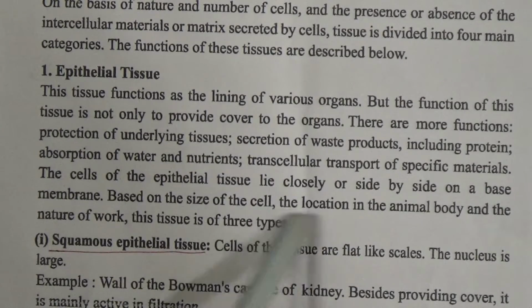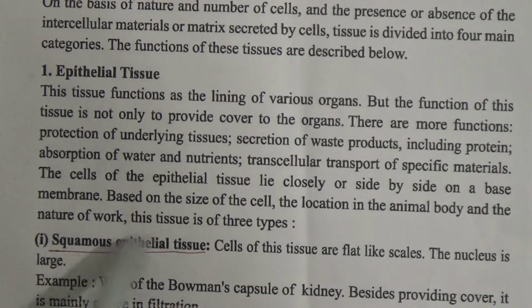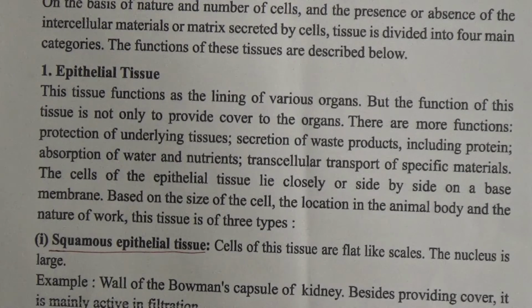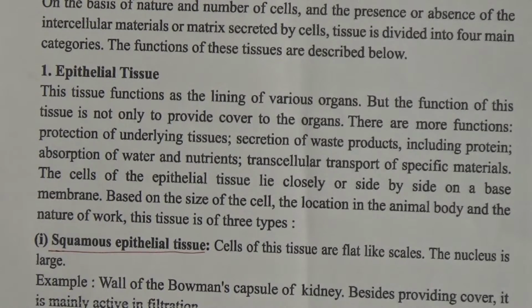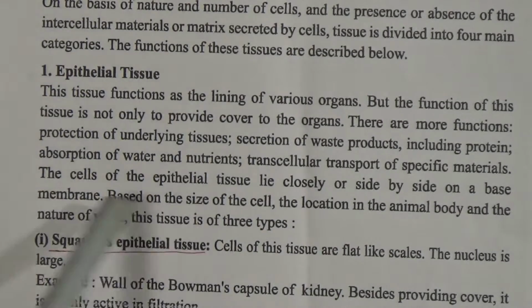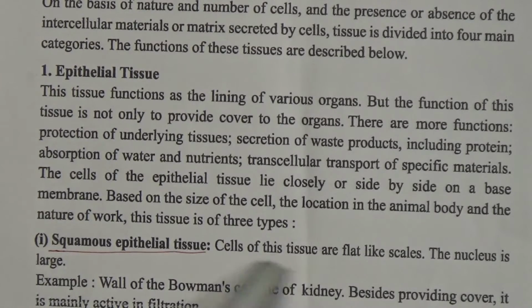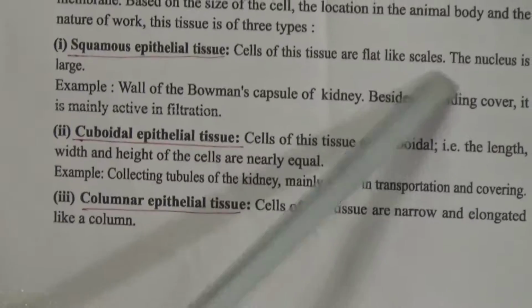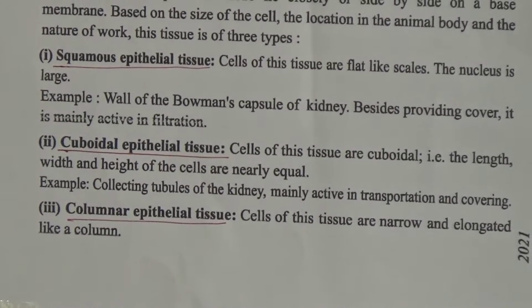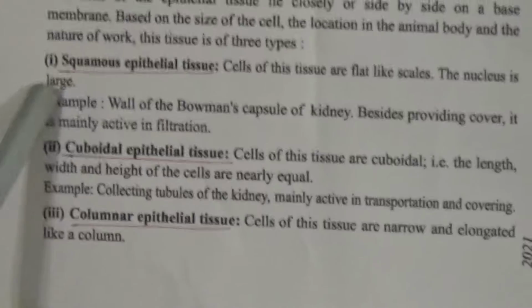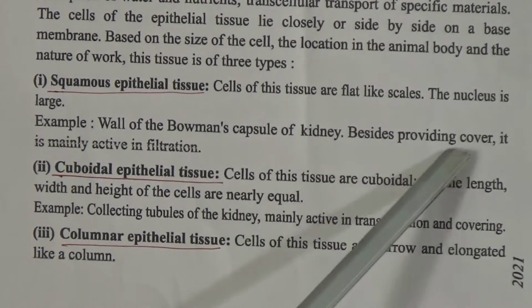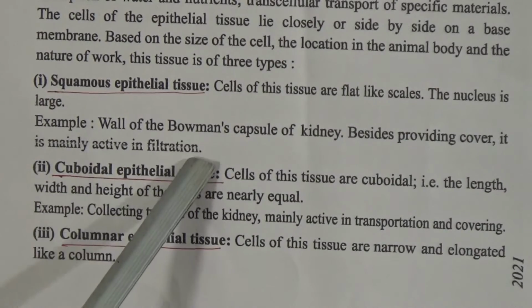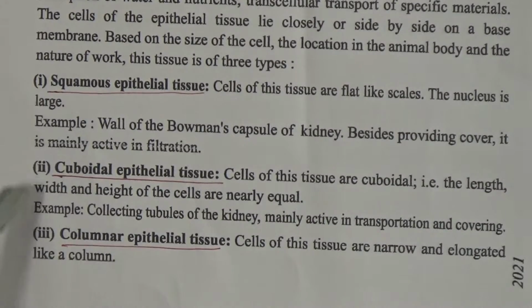Based on the size of the cell, the location in the animal body and the nature of the work, these tissues are of three types. Squamous epithelial tissue. Cells of these tissues are flat like scales, like the scales we find in fish, and the nucleus is large. Example: the wall of the Bowman's capsule of the kidney. Besides providing cover, it is mainly active in filtration. That means this squamous epithelial tissue is active in filtration.